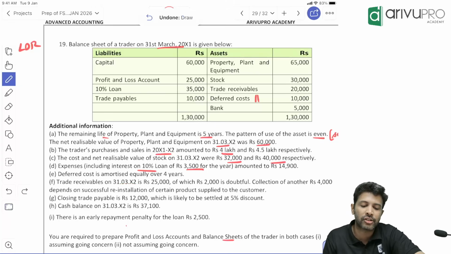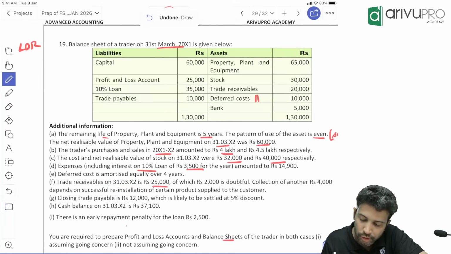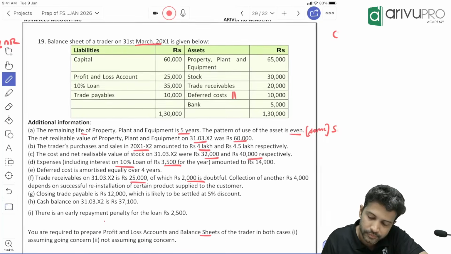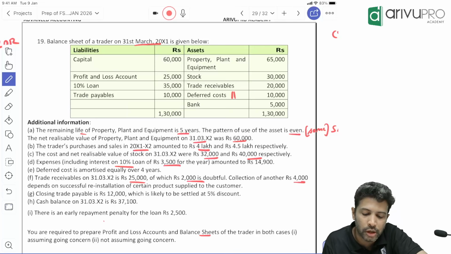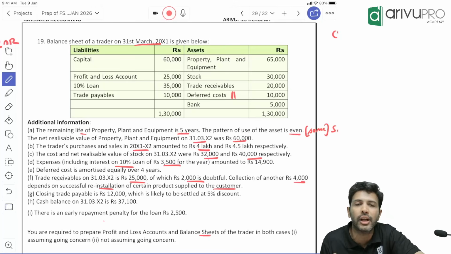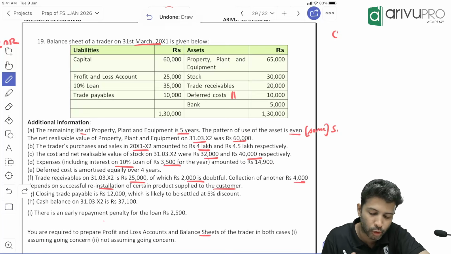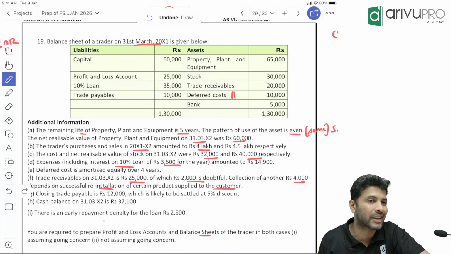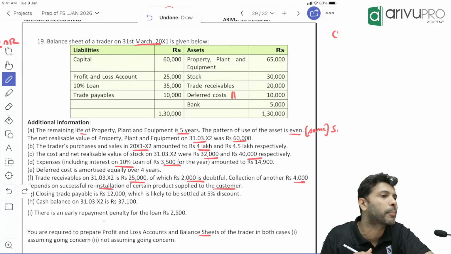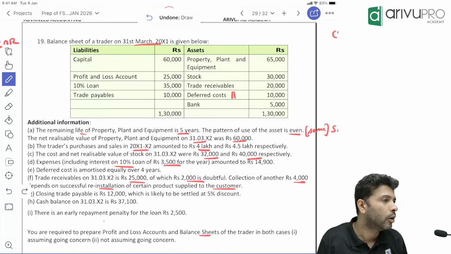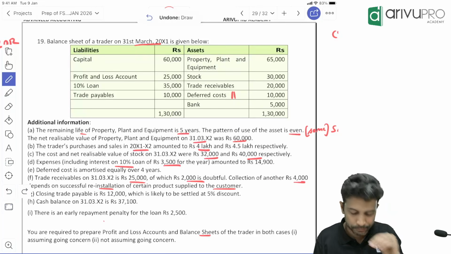Trade receivable as on end of current year, that is 31st March 20x2, is 25,000, of which 2,000 is doubtful, provision for doubtful debts. Collection of another 4,000 depends on successful reinstallation of a certain product supplied to the customer. Customer is saying, I will pay you this 4,000 only if you do some reinstallation activity. Maybe the old installation was not proper. Hence, customer is saying, reinstall it, then only I will pay 4,000. Otherwise, I will not pay.